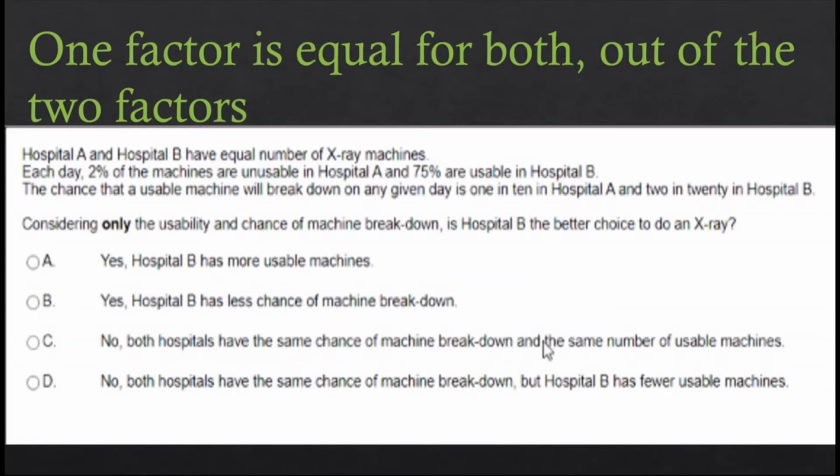So if we look at this example, we're comparing hospital A and hospital B. We know they have equal number of X-ray machines, and it says each day 2% of the machines are unusable in hospital A, and 75% of the machines are usable in hospital B.